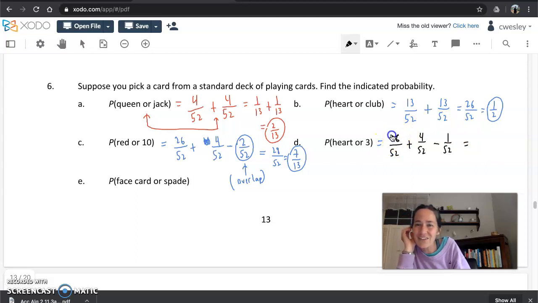Let's look back. Are there 26 hearts? No, Miss Wesley. There are 13 of each suit. So how about that? 13 looks a little better. Plus 4, 17 minus 1, 16 out of 52. And we can reduce, make it 4/13.